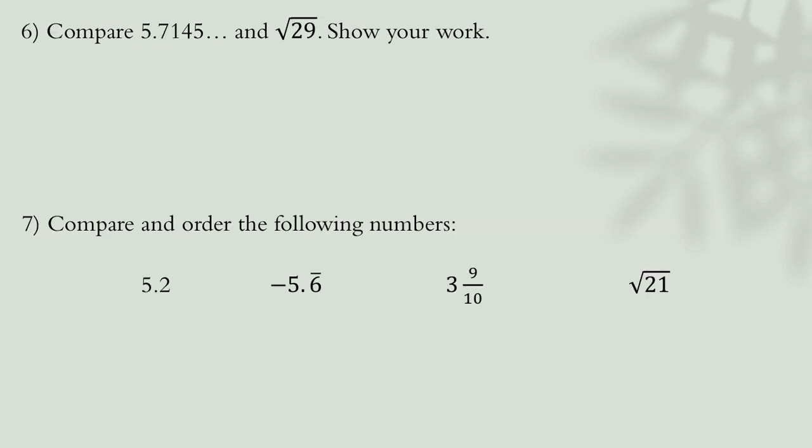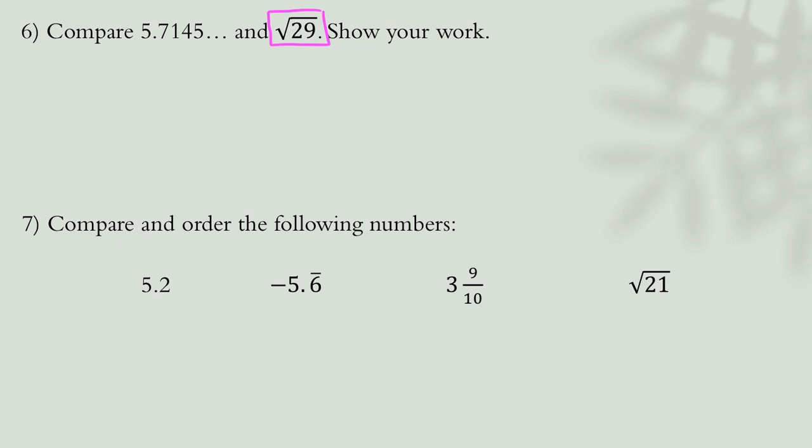Okay, we're going to number 6. We want to compare 5.7145 to the square root of 29. Where do we need to do our work for this one? Well, yes, we're going to use the calculator, but on what number? 29. Okay. The square root of 29 needs to be turned into its decimal.